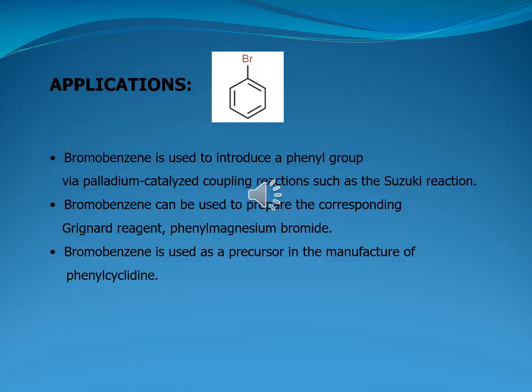Let's see the applications of bromobenzene. Bromobenzene is used to introduce a phenyl group via palladium catalyzed coupling reactions such as Suzuki reactions. Bromobenzene can be used to prepare the corresponding Grignard reagent, that is phenyl magnesium bromide. Bromobenzene is used as a precursor in the manufacture of phencyclidine.